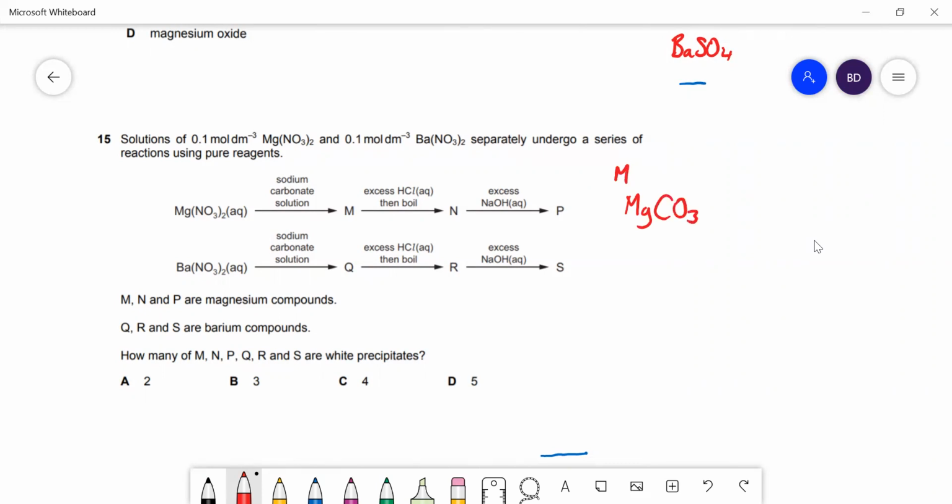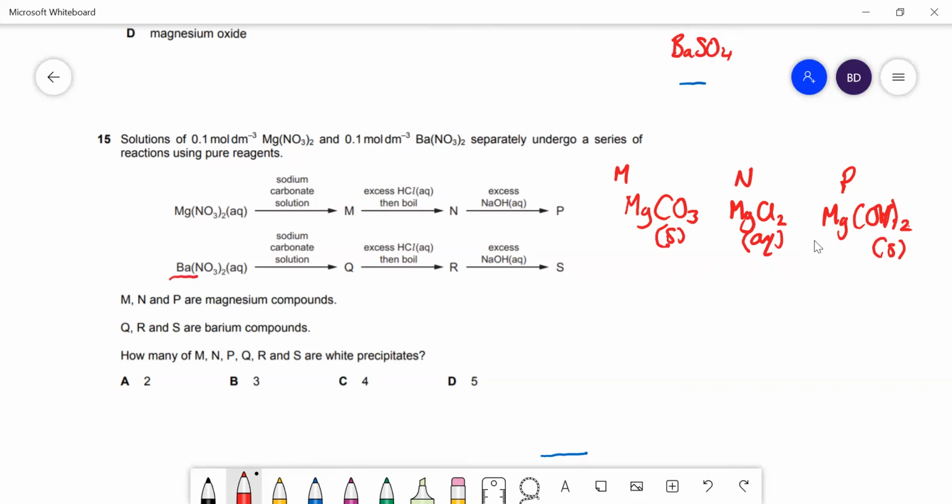If you add an excess HCl, that's going to react with magnesium carbonate to give CO2, and you're going to get magnesium chloride in solution. And then if you add excess NaOH, you will get a precipitate of magnesium hydroxide. That's very insoluble. Okay, so let's just say which are precipitates. That is a precipitate, that's a solid. This is aqueous solution. That is a solid. Because he's asking us how many are white precipitates. Okay, let's do the next one then.